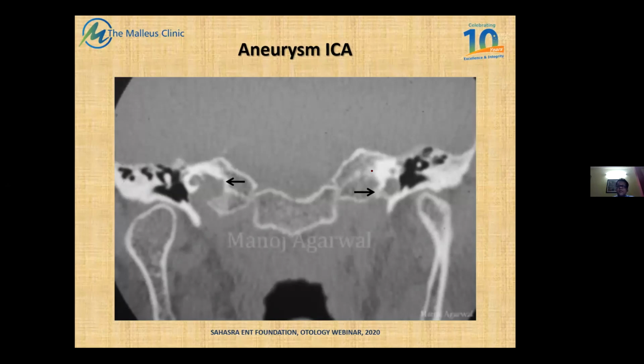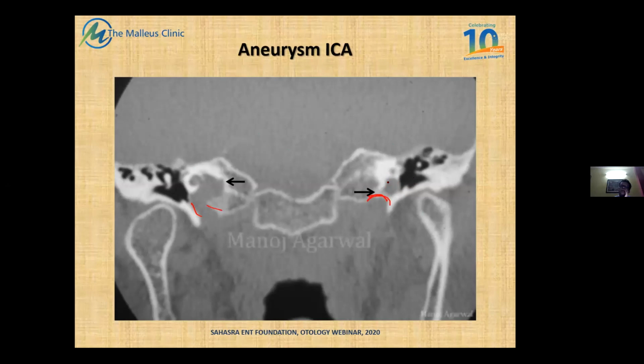Okay, same thing. There is the vertical, the horizontal part of the internal carotid artery. Head on view, coronal view. Hence, this is the vertical part, and this is the horizontal. So we are very close to the genu. Right, but what do we see here? From the vertical part, I'm sorry, it could be the basal turn of the cochlea, I beg your pardon. Yeah, this is the vertical part of the internal carotid artery.